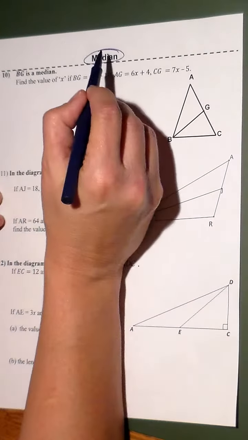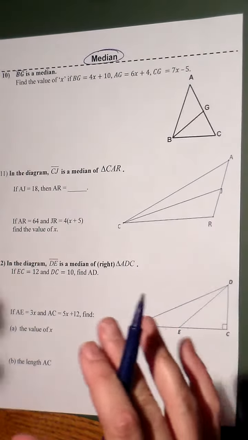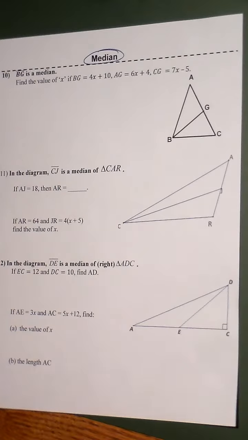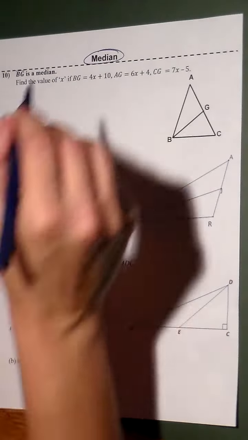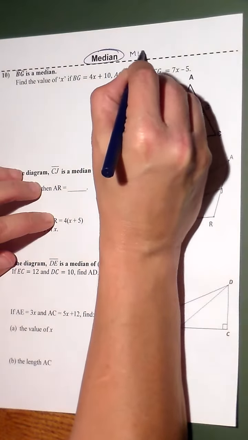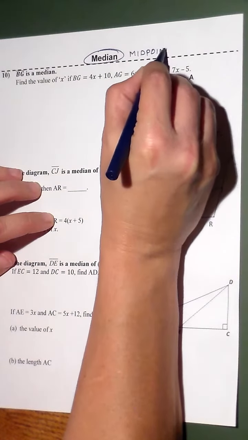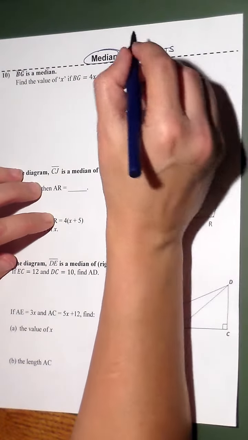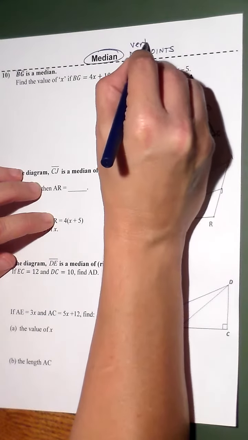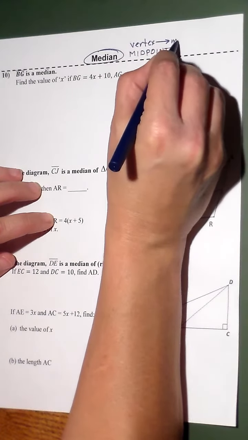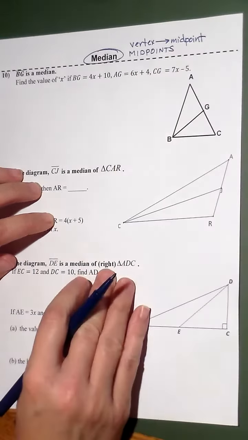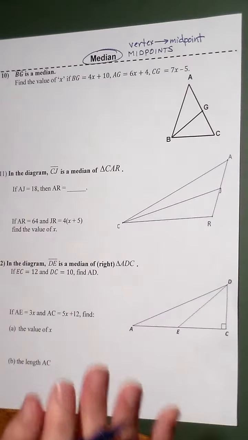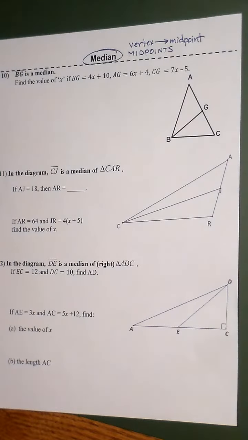Now remember, I told you that some of these segments deal with 90 degrees. Some of them deal with midpoints. The median is one that deals with midpoints. The median goes from the vertex to the midpoint of the opposite side. Vertex to the midpoint of the opposite side.